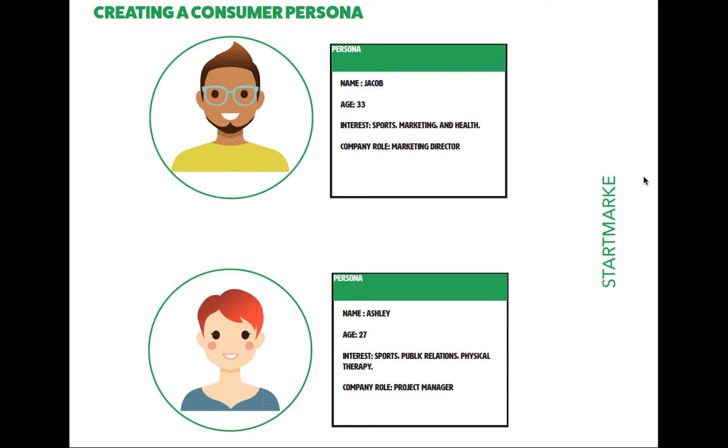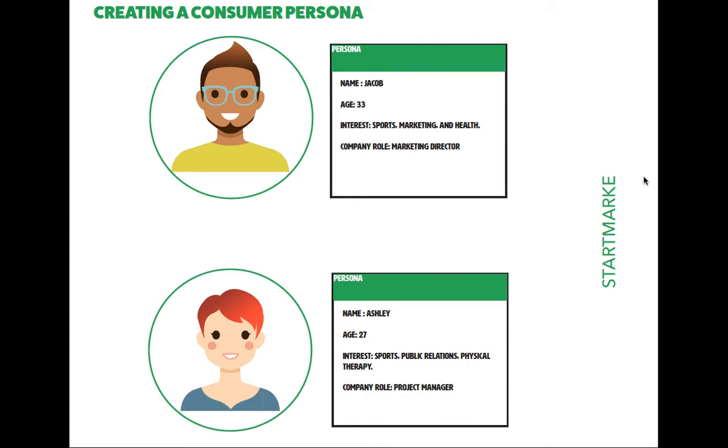Creating a consumer persona. This is very key. So this ties into the last slide. Who is my target market? Who is my audience? Who am I promoting to, right? So when doing this, you want to have an understanding of your overall industry, the scope, and who's buying from you. For example, if I'm a healthcare company or a sports company or yoga company or fitness company, this is what my consumer persona may look like.